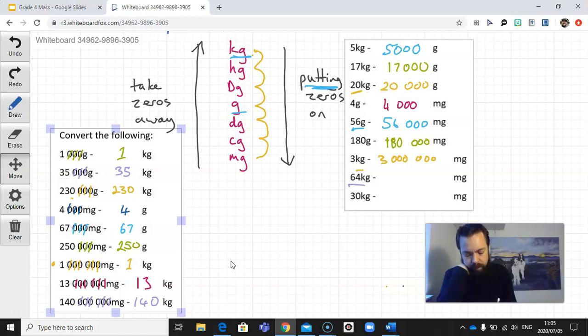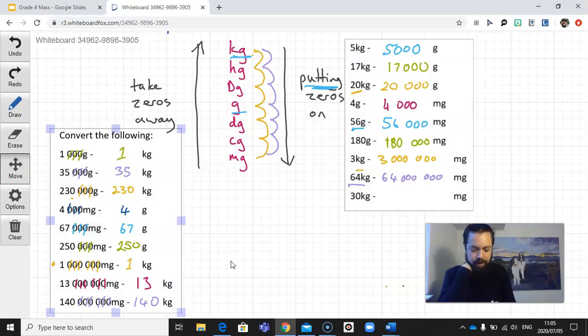64, 2, 3, 4, 5, 6. I'm going to put 6 zeros on. 64, 2, 3, 4, 5, 6. 64 million milligrams. So 64 kilograms is 64 million milligrams.